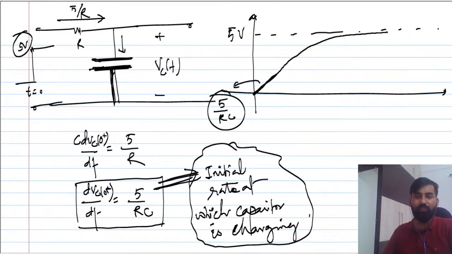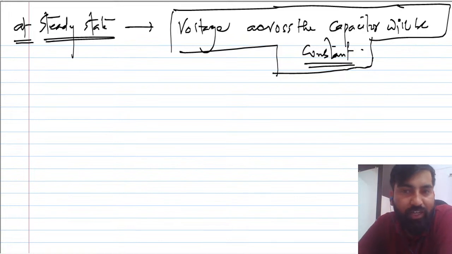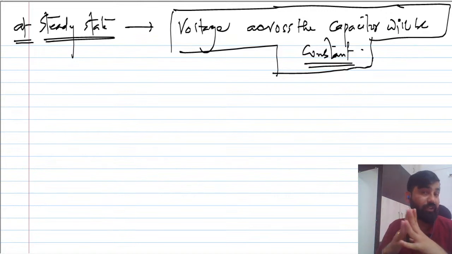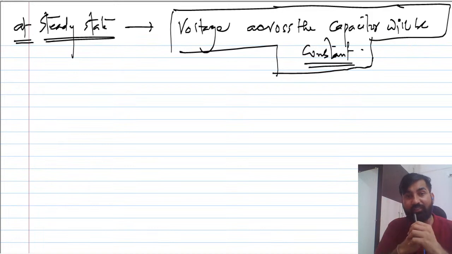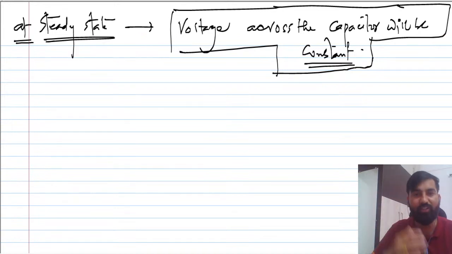So can somebody tell me what will be the current flowing through the capacitor at steady state? Divyani, if the voltage across the capacitor at steady state is constant, can you tell me what will be the current through the capacitor? Initially, what current is flowing? V by R, the 5 volt upon resistance. What will be the final current through the capacitor?